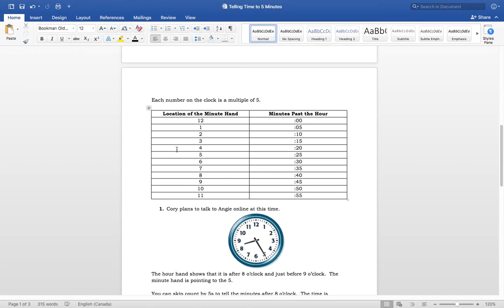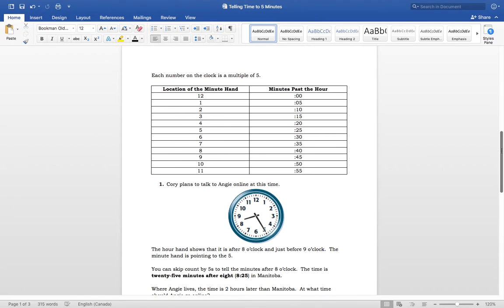Okay? So that's an easy way to do it, is just to multiply the number by 5 to get the number of minutes past the hour. Okay? With the exception of 12. When the big hand's on the 12, it's always 0, 0. It's always, whether it's 1 o'clock, 2 o'clock, 3 o'clock, 4 o'clock, etc.